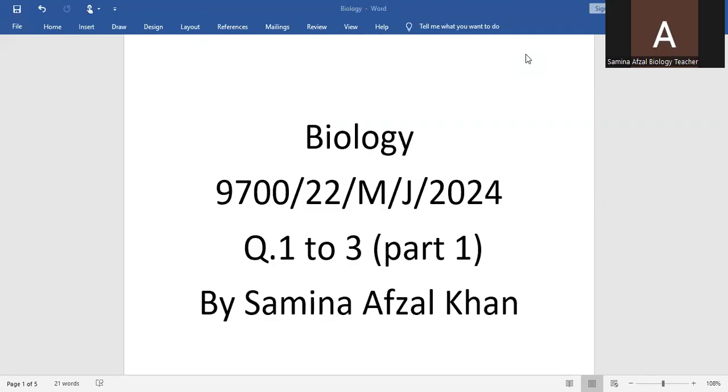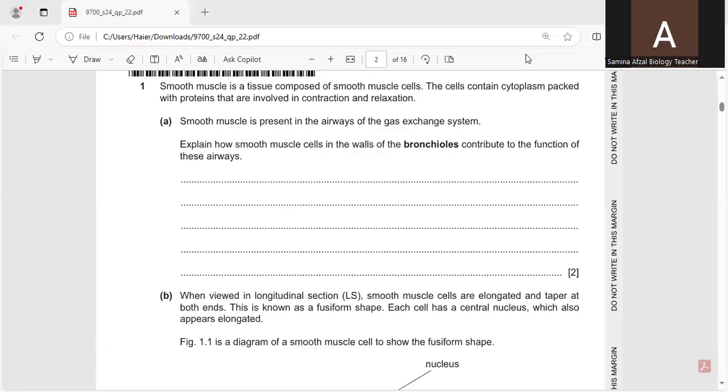Question number 1 is: smooth muscle is a tissue composed of smooth muscle cells. These cells contain cytoplasm packed with proteins that are involved in contraction and relaxation. Smooth muscle is present in the airways of the gas exchange system. Explain how smooth muscle cells in the wall of the bronchioles contribute to the function of these airways.